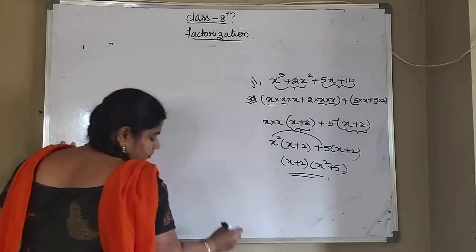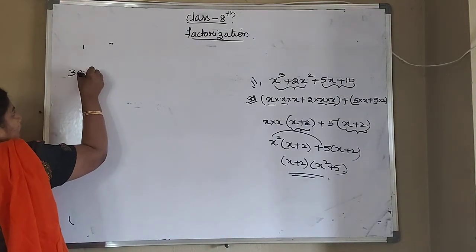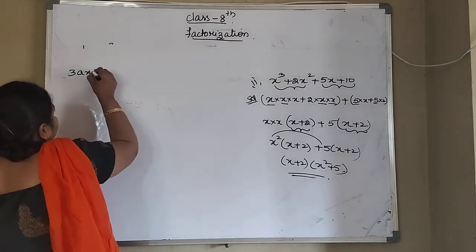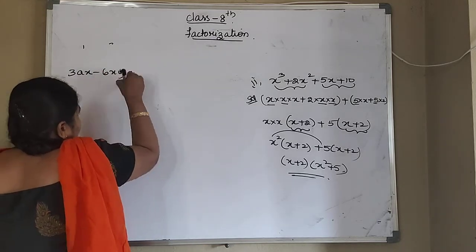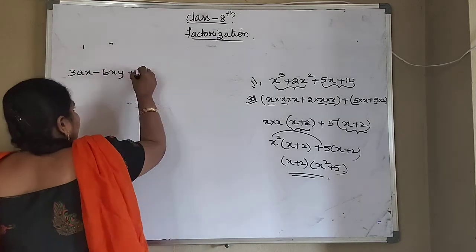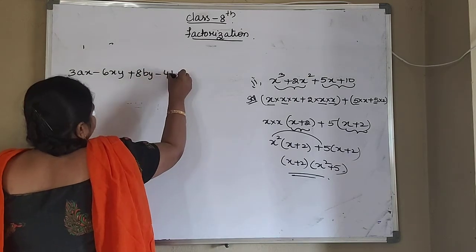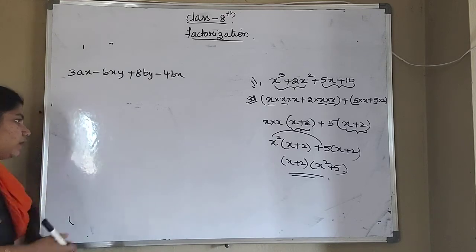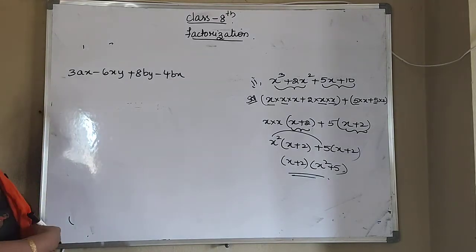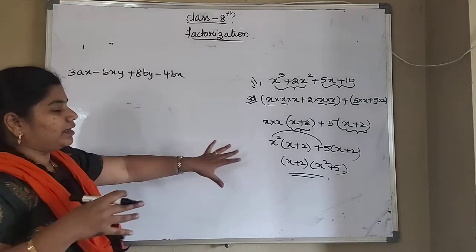So here: 3ax minus 6xy plus 8by minus 4bx. So we have to find the factors of this. So first you try to solve like this.